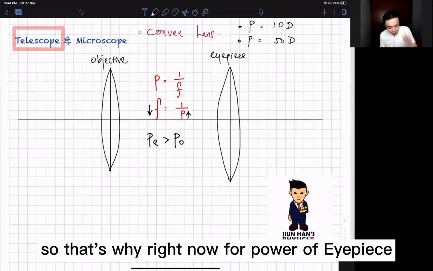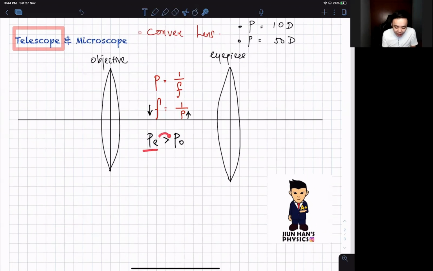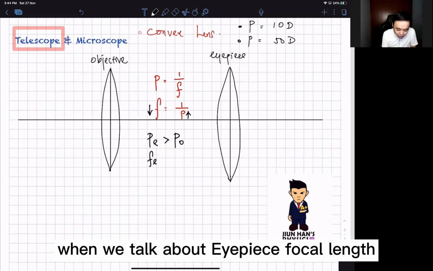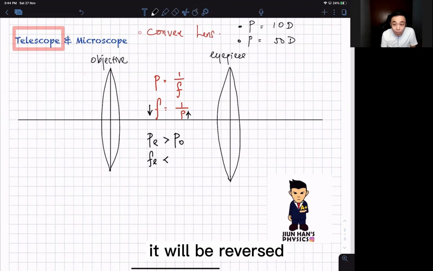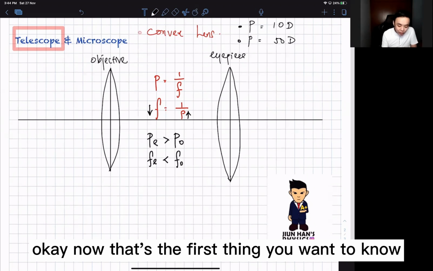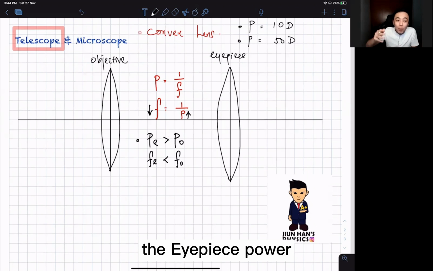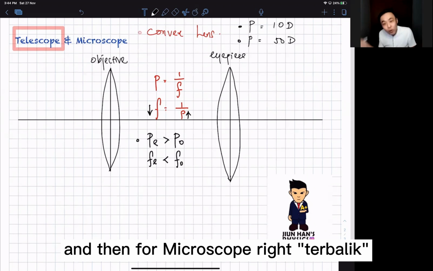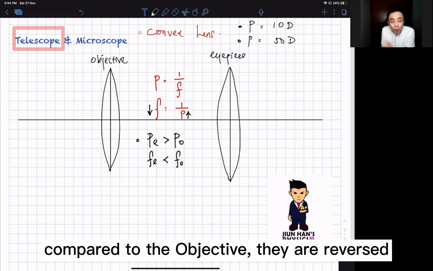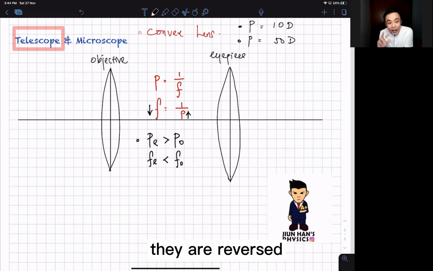So for power of the eyepiece larger than the objective, when we talk about eyepiece focal length, it will be reversed. It will become shorter than your objective. That's the first thing you want to know, the structure. The eyepiece power for telescope is bigger, and for microscope, the reverse. For microscope, the eyepiece power will be smaller compared to the objective. They are reversed.